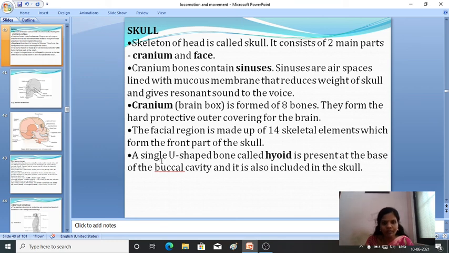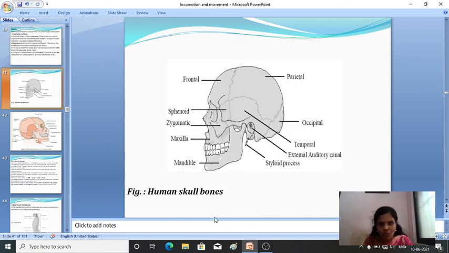And the single U-shaped bone, which is called the hyoid, is present at the base of the buccal cavity, and it is included in the skull. So this is a complete skull.